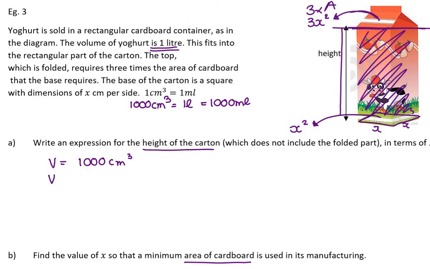Now we've done this before. The formula for volume is area of base times height. My area of my base is x times x, and my height is h. So actually 1,000 has to equal x squared h. Area of base times height. Now it says write an expression for the height, so 1,000 over x squared is h.